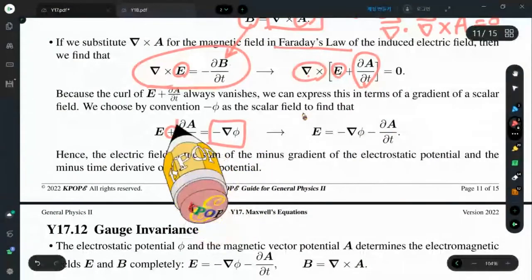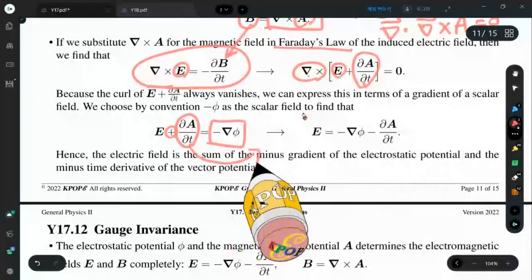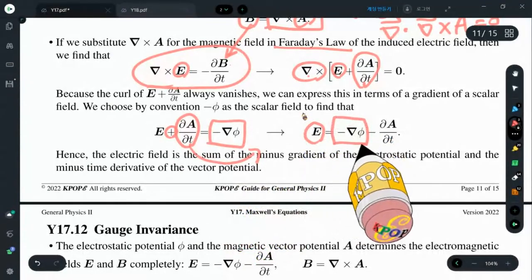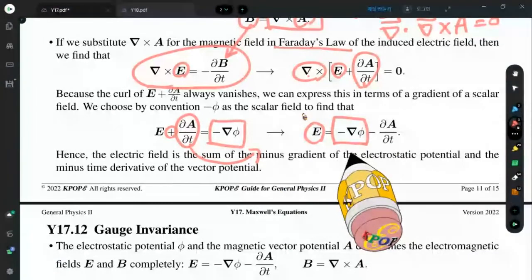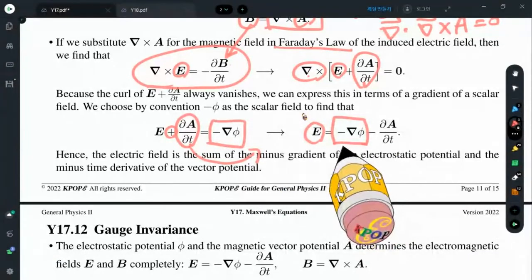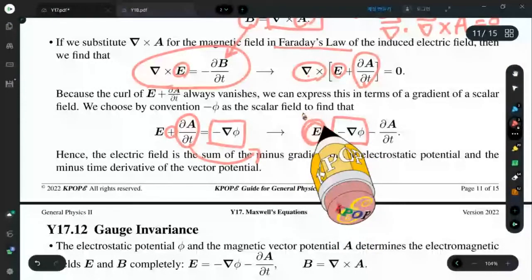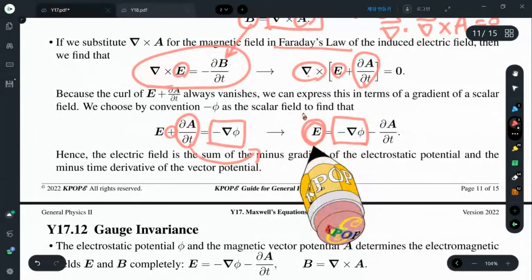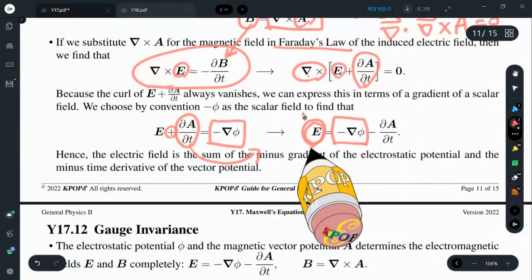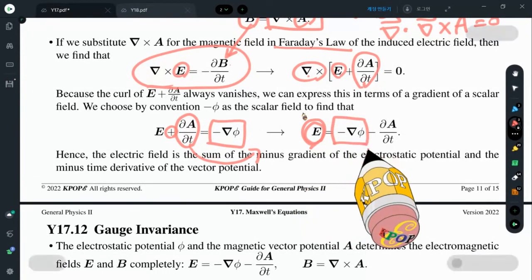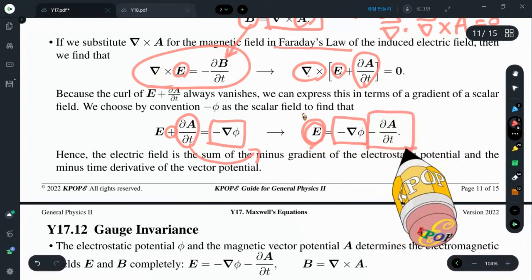As a result, if I move this one to the right-hand side, the electric field is originally expressed in terms of the minus gradient of the electrostatic potential. However, the electric field can also be produced by a changing magnetic field according to Faraday's law. That is expressed as the time derivative of the magnetic vector potential.